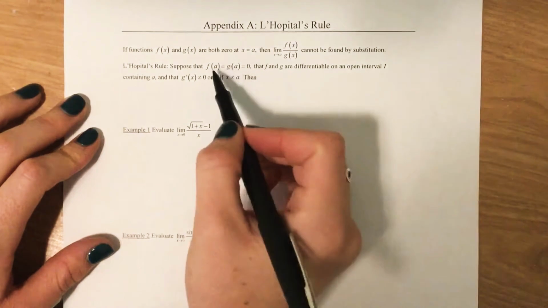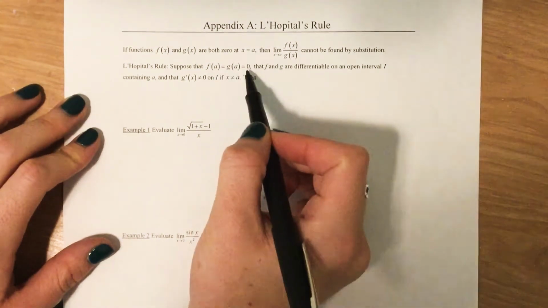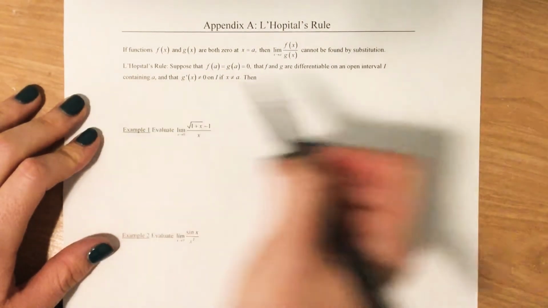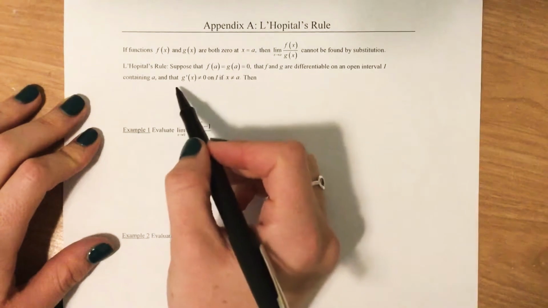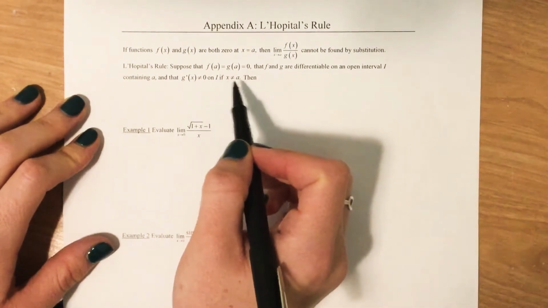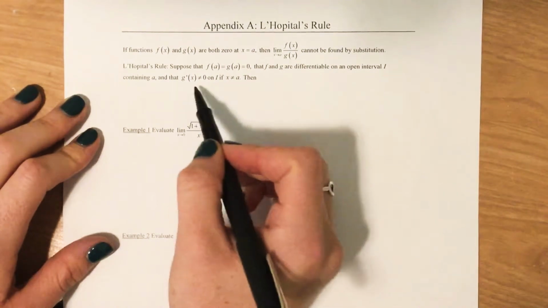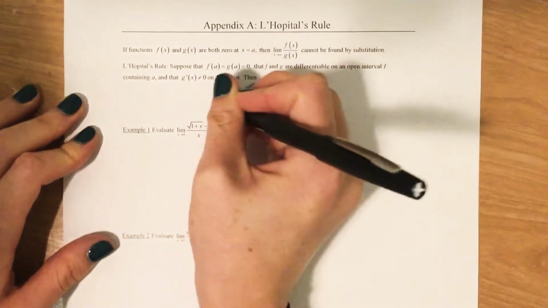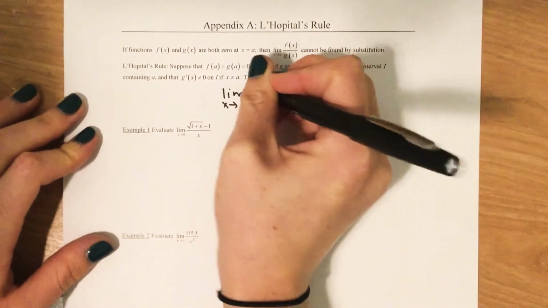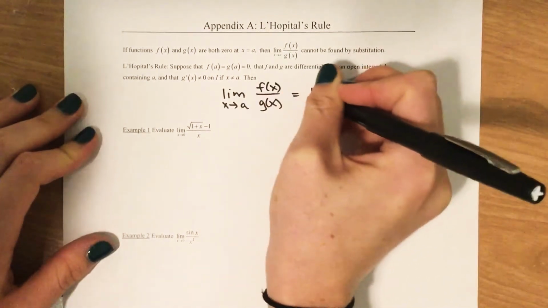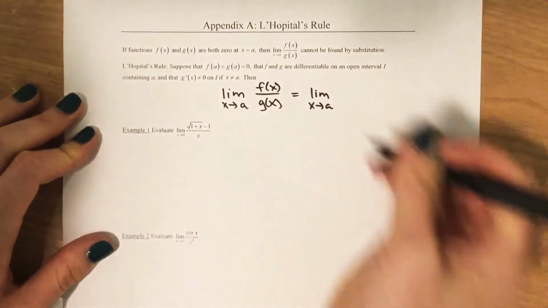So L'Hopital's rule says this: if you sub in the a and you get 0 for both f and g, and if f and g are differentiable on some interval containing a, and as long as the derivative of g is not equal to 0 anywhere else, as long as x is not equal to a, then here's what L'Hopital's rule says: the limit as x approaches a of f over g is equal to the limit as x approaches a, and then what we do is a super quick trick.